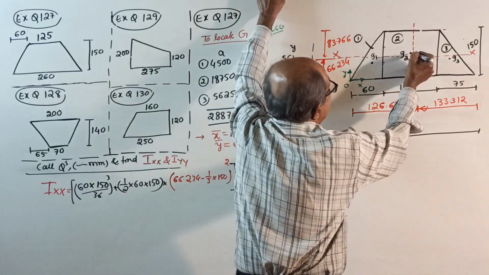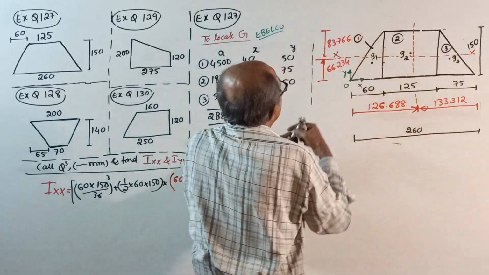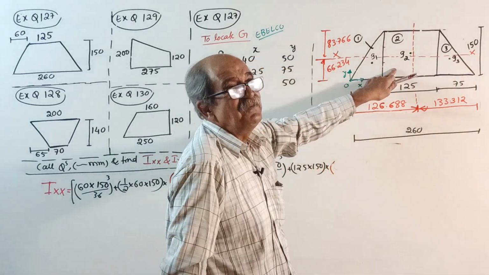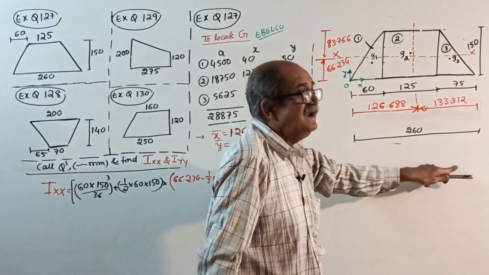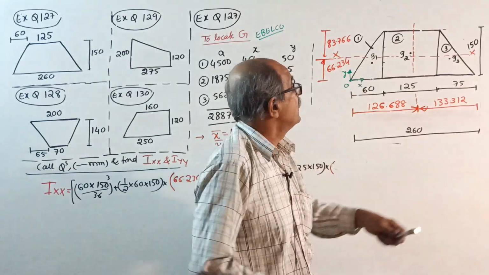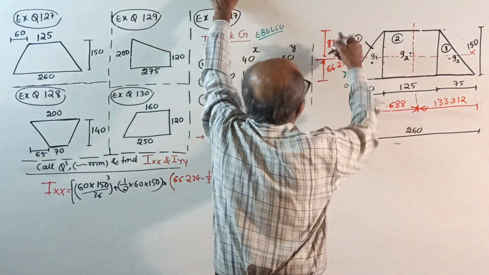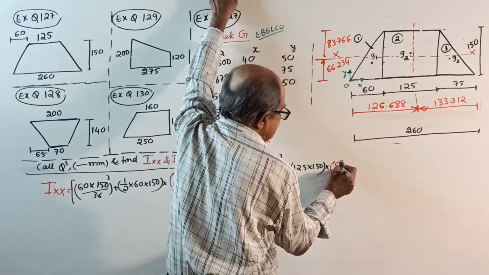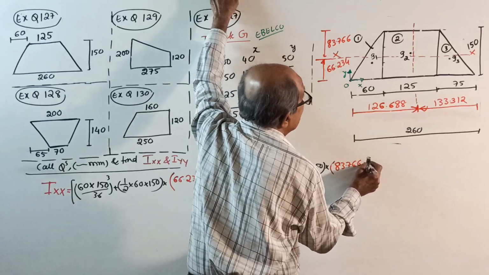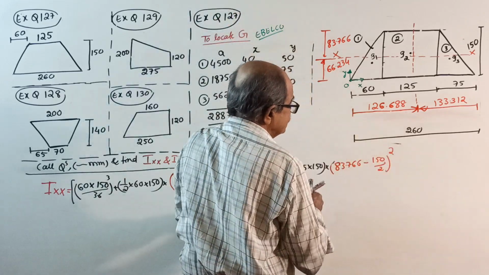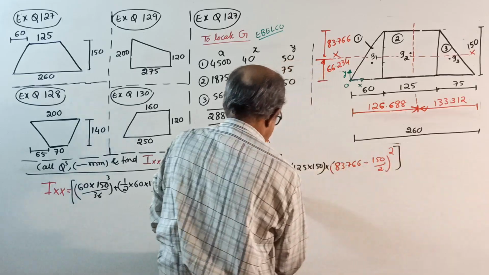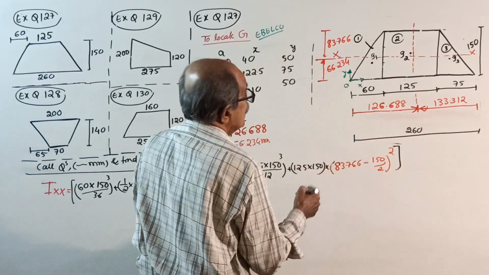See, this distance square is 87. I am writing for rectangle, but suddenly I thought, because I am nearing the end, I had already finished 2. Okay. This distance square is 83.766 minus 150 by 2 whole square. Okay, oversight. Okay, plus last one.